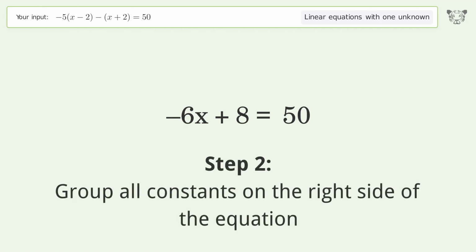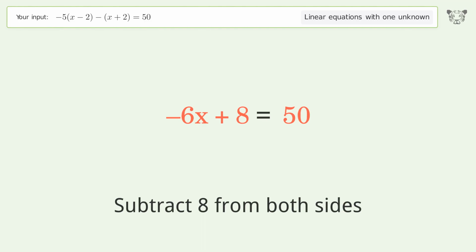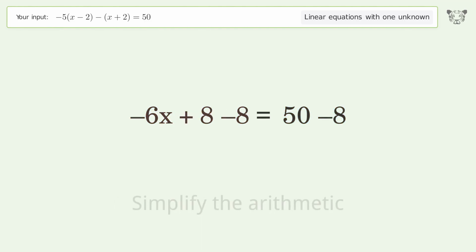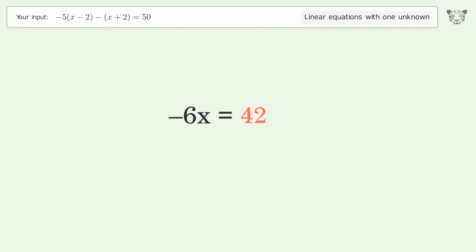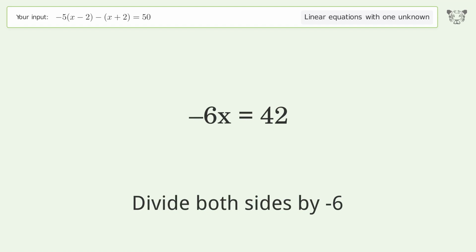Group all constants on the right side of the equation. Subtract 8 from both sides. Simplify the arithmetic. Isolate the x. Divide both sides by -6.